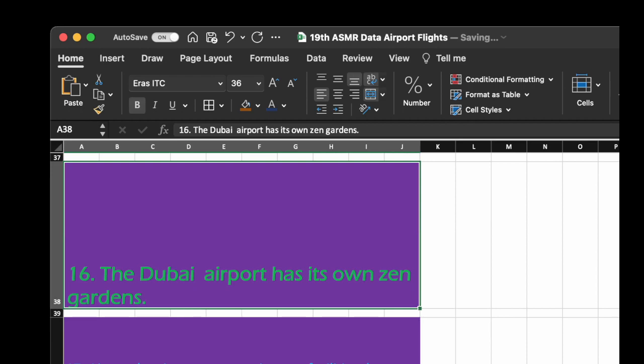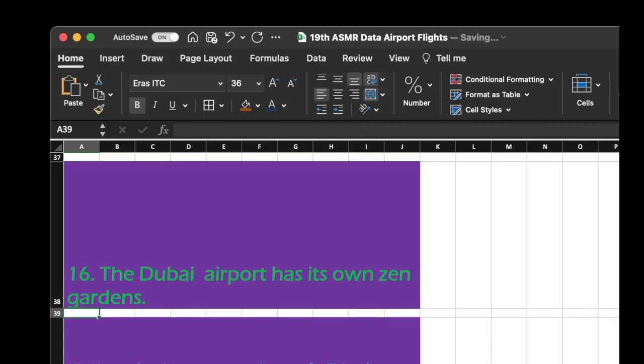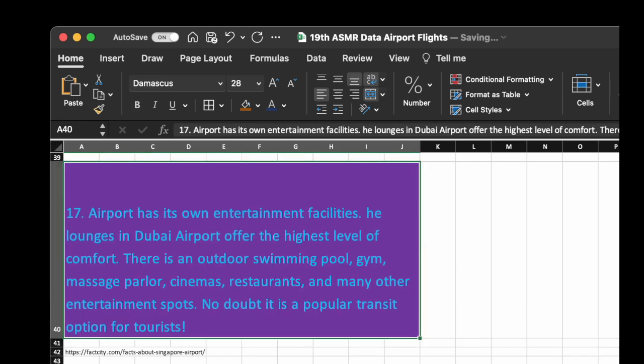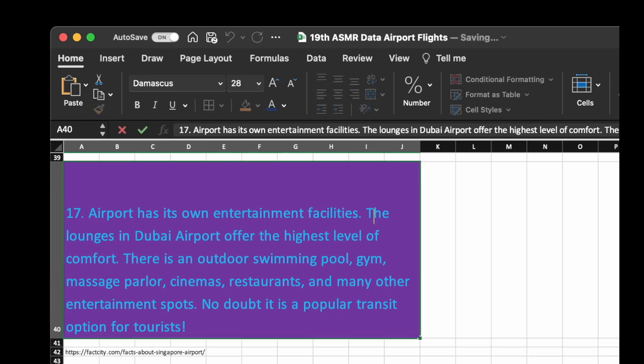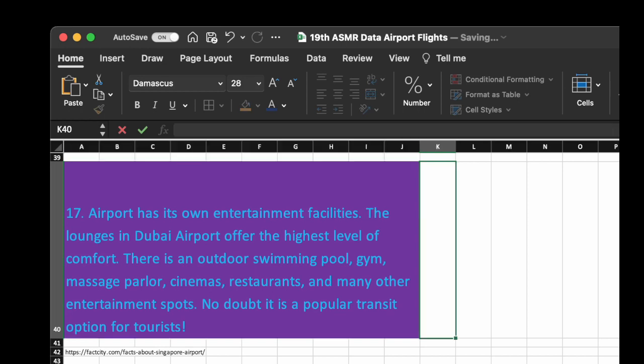Fun fact number 16. The Dubai airport has its own Zen garden. Fun fact number 17. The airport has its own entertainment facilities. The lounges in the Dubai airport offer the highest level of comfort. There is an outdoor swimming pool, gym, massage parlors, cinemas, restaurants, and many other entertainment spots.